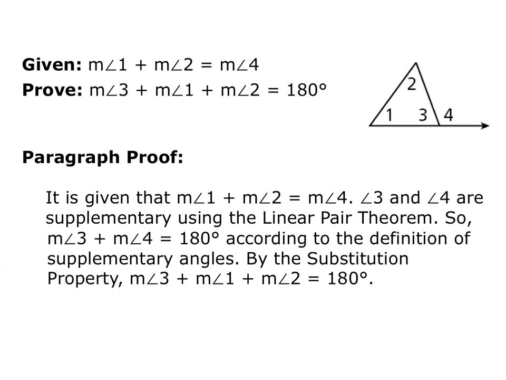And then at the end it says by the substitution property, so that's your reason, substitution property, measure of angle 3 plus measure of angle 1 plus measure of angle 2 equals 180. Okay, how do we get that substitution? You see this right here, 3 plus 4 equals 180? What's measure of angle 3 equal to in this problem?